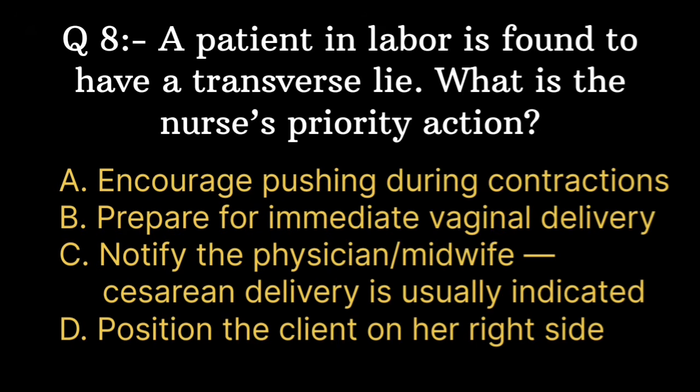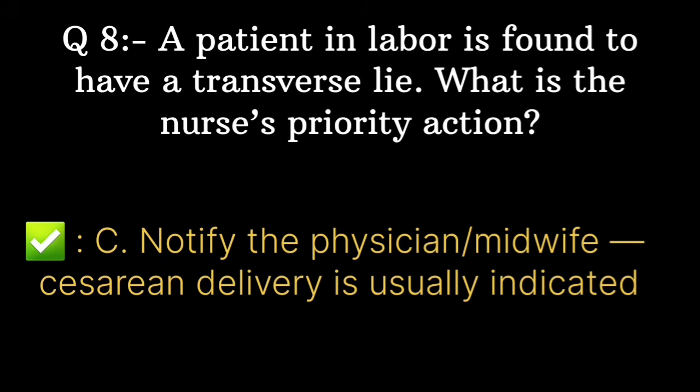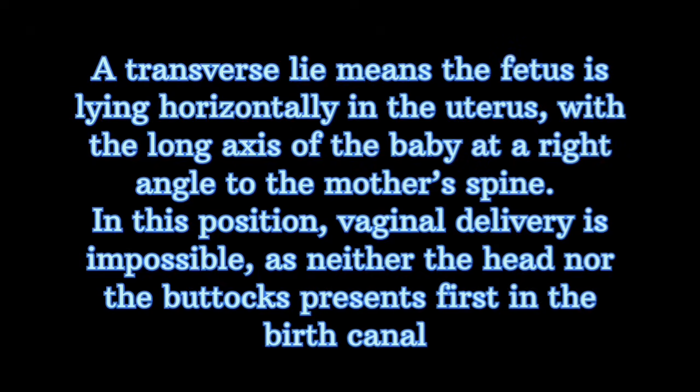The correct answer is option C. Notify the physician or midwife. Cesarean delivery is usually indicated. A transverse lie means the fetus is lying horizontally in the uterus with the long axis of the baby at a right angle to the mother's spine. In this position, vaginal delivery is impossible as neither the head nor the buttocks present first in the birth canal. Attempting to push or proceed with a vaginal birth could cause umbilical cord prolapse or uterine rupture, both of which are obstetrical emergencies.